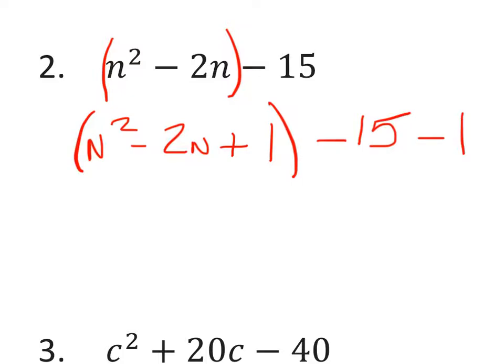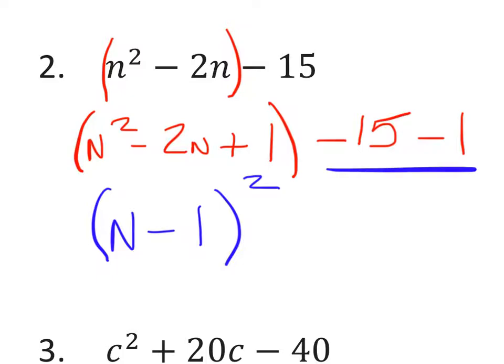We must now write this as a perfect square. N, what's the sign? Minus, and then how do I find the number that goes in this spot? Divide 2 by 2 to get 1. And then on the outside we have minus 15 minus 1, which is what? Minus 16. There's your answer.